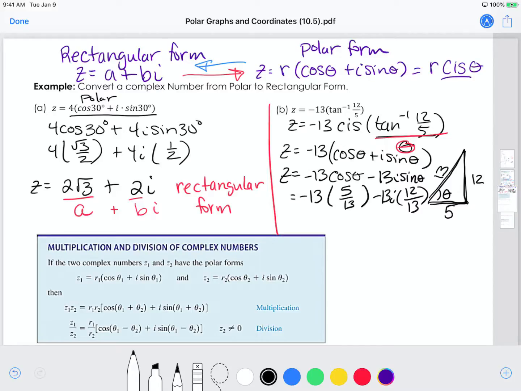Okay, so when I clean this up a little bit, I get negative 13 times 5 over 13, which gives me a negative 5. And then negative 13i times 12 over 13, the 13's disappear and I'm left with negative 12i. So here is my a, here is my b. So I have a plus bi. My a is negative 5 and my b is negative 12, and now it's in rectangular form.